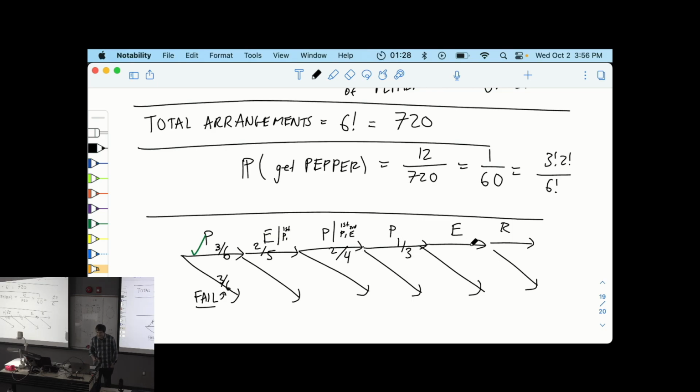The last E, there's 1 E left and 2 tiles in the bag. And once you've gotten to P, E, P, P, E, you're definitely good, because the last tile in the bag is definitely an R. This one has a 1 out of 1 chance to be what you want.